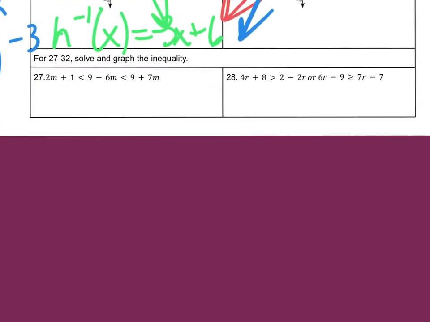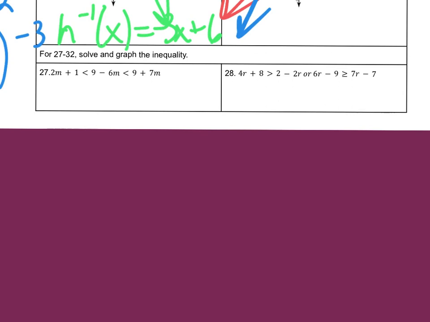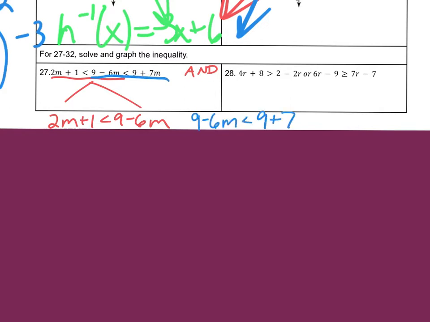So let's get down to the inequalities now. So this is an and function, I know that because it's written together. Split it into 2 problems. The first problem is 2m plus 1 is less than 9 minus 6m. This whole thing, okay. The next problem is the whole middle and that right side. And now I just want to solve them.